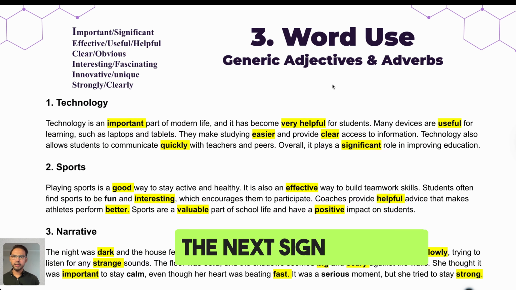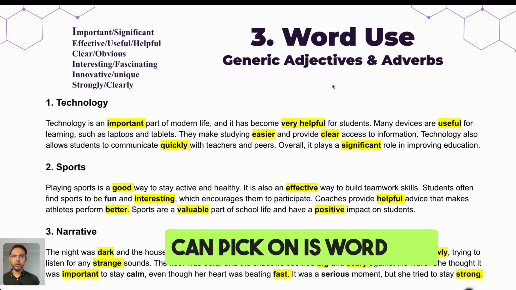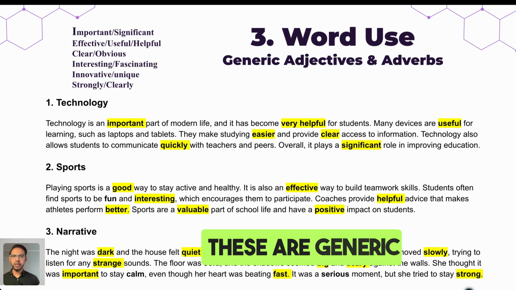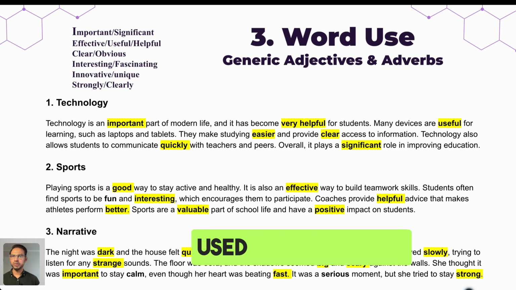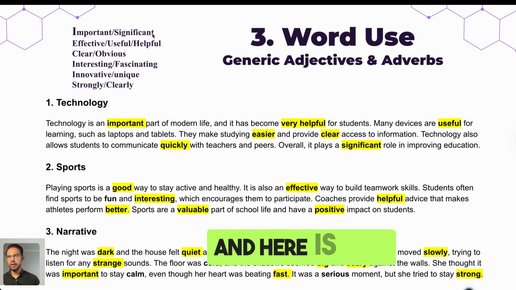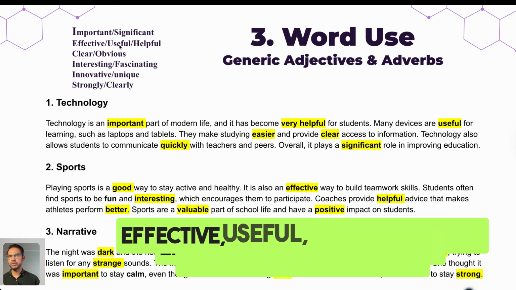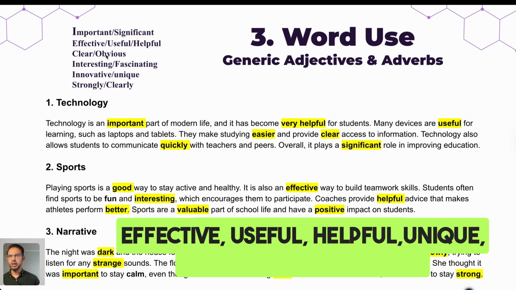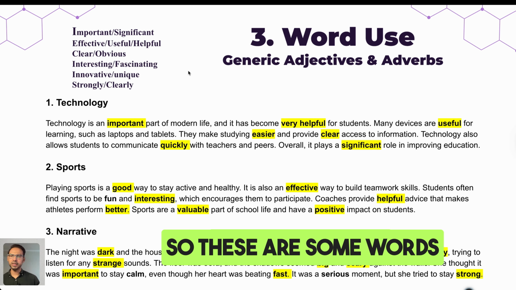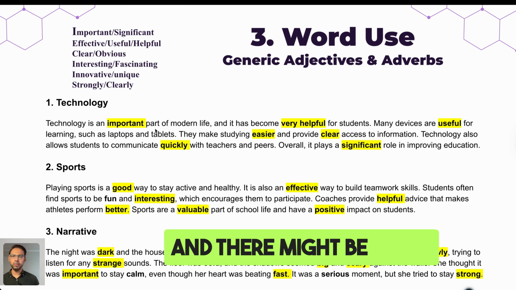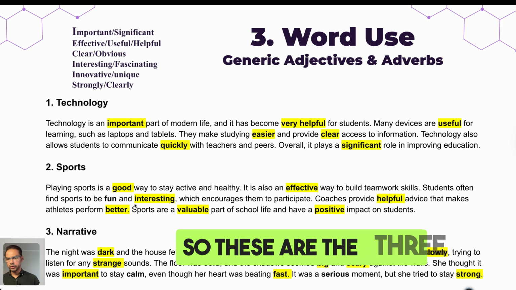The next sign that you can pick on is word use. These are generic adjectives and adverbs being used in paragraphs. And here is a list of all these words: important, significant, effective, useful, helpful, clear and obvious, innovative, unique, strongly and clearly. So these are some words that can be used, and there might be more. So these are the three different paragraphs.